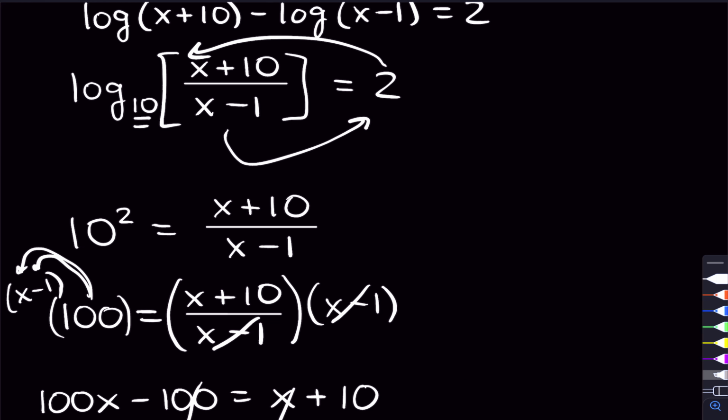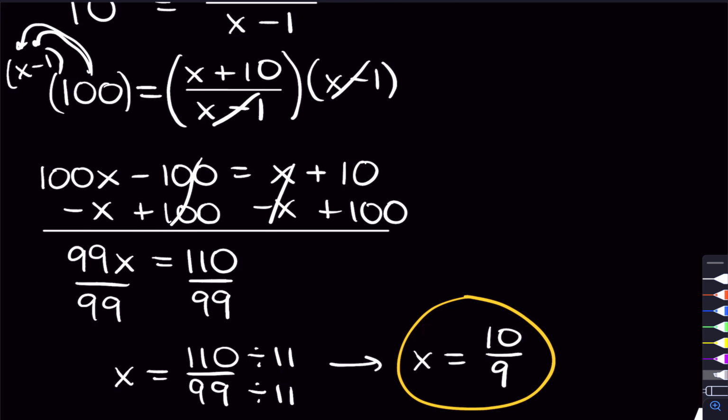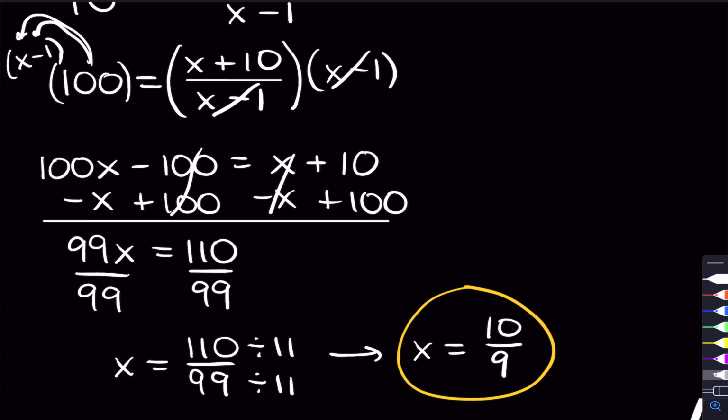So that's great, we get our solution, but we also need to check this and make sure it's not going to make any of our logs negative in the original problem. Now, our solution is 10 over 9. So let's look here, 10 over 9, that's a little more than 1. So we have something that's a little more than 1 plus 10, that's going to be a positive number. And then we have something that's a little greater than 1 minus 1, that's still going to be positive. So 10 over 9 is going to work here, and so that is our solution to the last problem for this video.